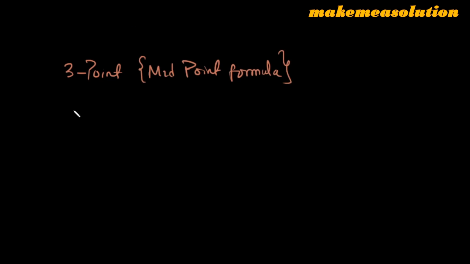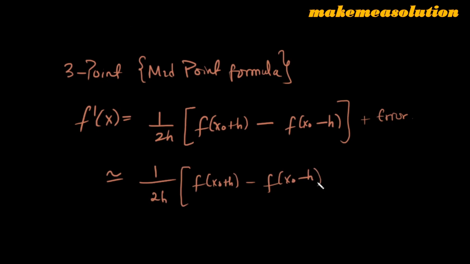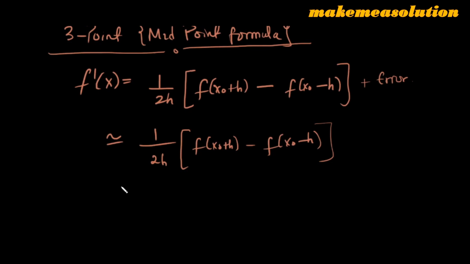There's one called the 3 point midpoint formula. Okay, so the 3 point midpoint formula is given to us as f prime of x is equal to 1 over 2h into f of x naught plus h minus f of x naught minus h. Is that okay? Then you now have plus an error term. So approximately we can just leave it as 1 over 2h into f of x naught plus h minus f of x naught minus h. Is that okay? So I'll explain when you're to use this formula instead of the Lagrange 3 point interpolation formula that we just used above. So this is the 3 point midpoint formula.